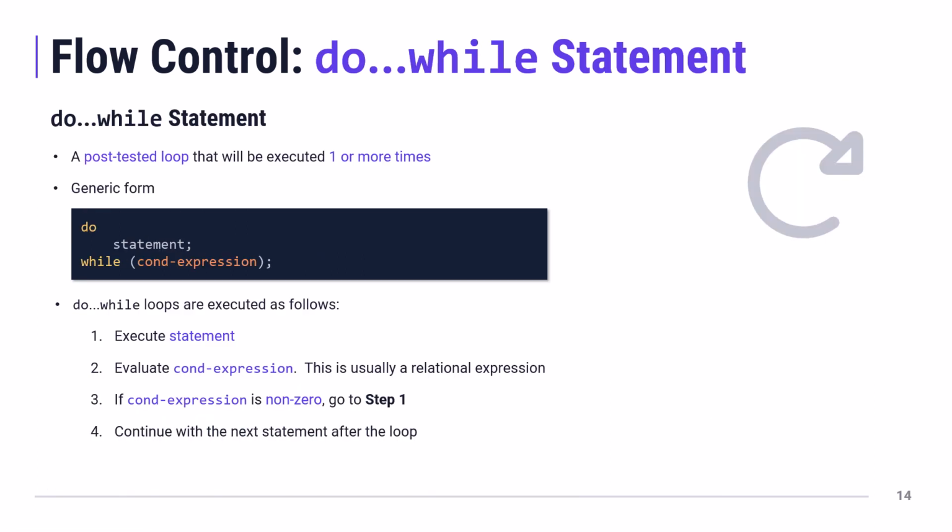Okay, so do while. This is a post-tested loop instead of pre-tested. It gets tested after each iteration of the loop, and therefore it will be executed at least one time, so one or more times. We have do, we execute all of our statements, and then at the end of each iteration, we check if the conditional expression is still non-zero. If it is, then we loop back around. If it's not, then we fall out of the loop.